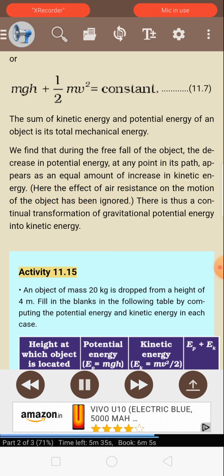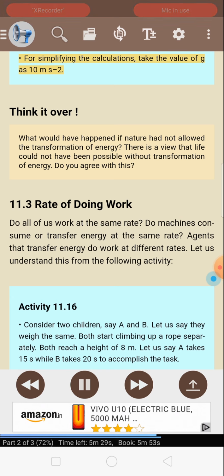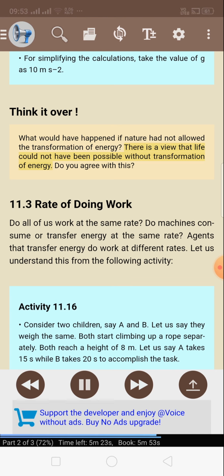Activity 11.15. An object of mass 20 kilograms is dropped from a height of 4 meters. Fill in the blanks in the following table by computing the potential energy and kinetic energy in each case. For simplifying the calculations, take the value of g as 10 meters per second squared. Think it over. What would have happened if nature had not allowed the transformation of energy? There is a view that life could not have been possible without transformation of energy. Do you agree with this?